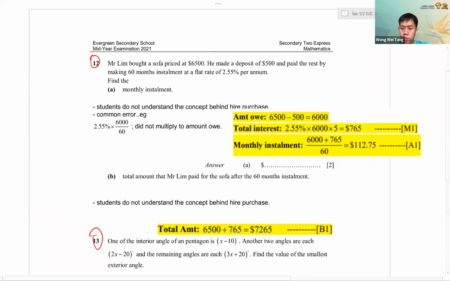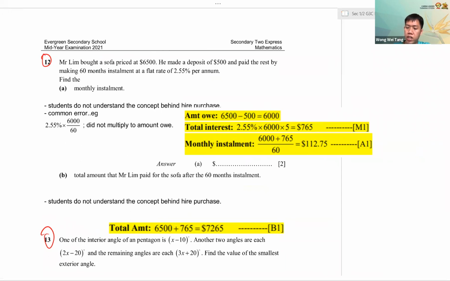Okay, next one, 12. Mr. Lim bought a sofa priced $6,500. So he didn't have $6,500, or he didn't want to spend $6,500 at one go. So he made a deposit of $500 and the rest by making 60 months of installment. The person selling is not going to let you pay deposit $500 and then allow you to pay the rest without charging you interest. He will want to charge you some form of interest. In this case, it is 2.55% per annum.